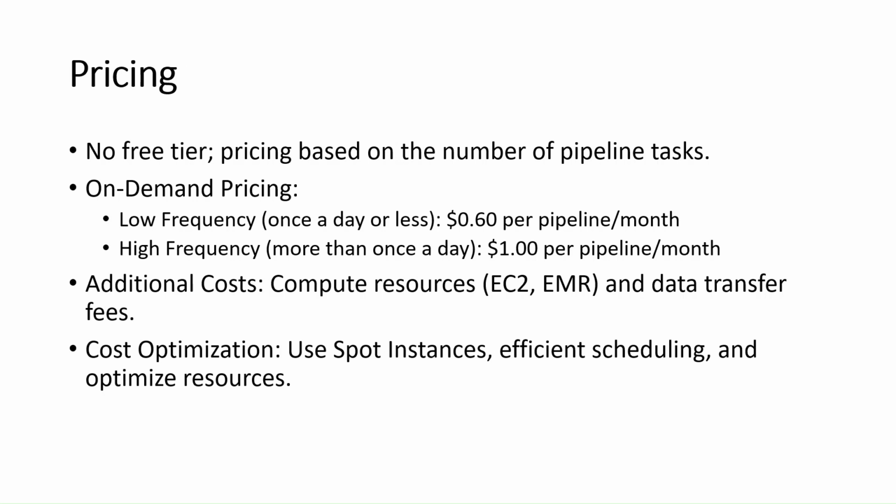When it comes to on-demand pricing, if you use low-frequency pipelines, they will charge you $0.60 per pipeline per month. If you use high frequency, more than once a day, AWS will charge you $1 per pipeline per month. When it comes to additional cost, you need to pay for the compute resources like EC2 or EMR for analyzing the data, and you need to pay for the data transfer fees also.